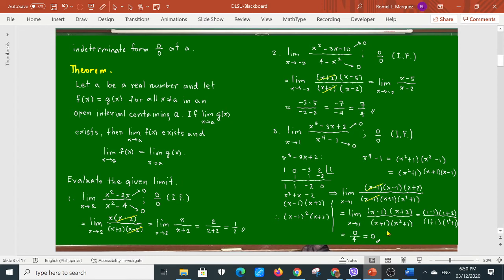So what does it mean? If you draw the graph of this rational function, y equals x cubed minus 3x plus 2 all over x to the 4th minus 1, then as x gets closer to 1, the value of this quotient gets closer and closer to 0. So that's what it means. That's the limit.